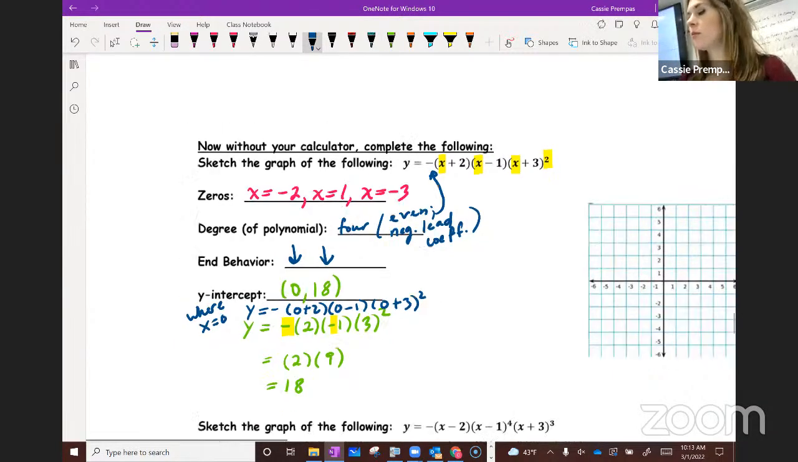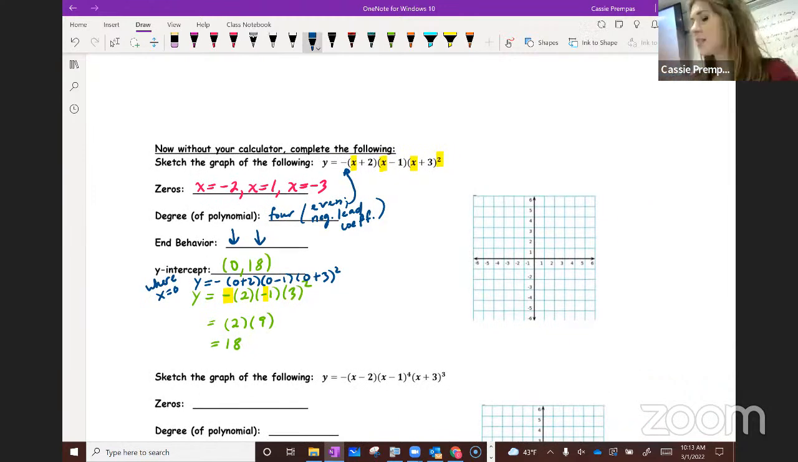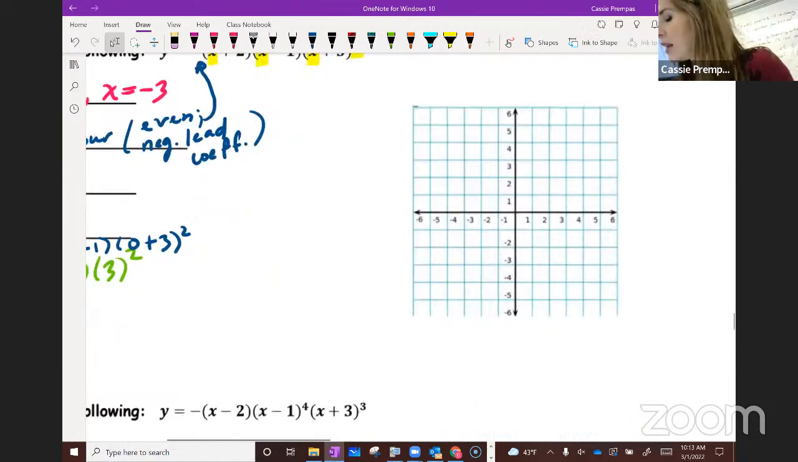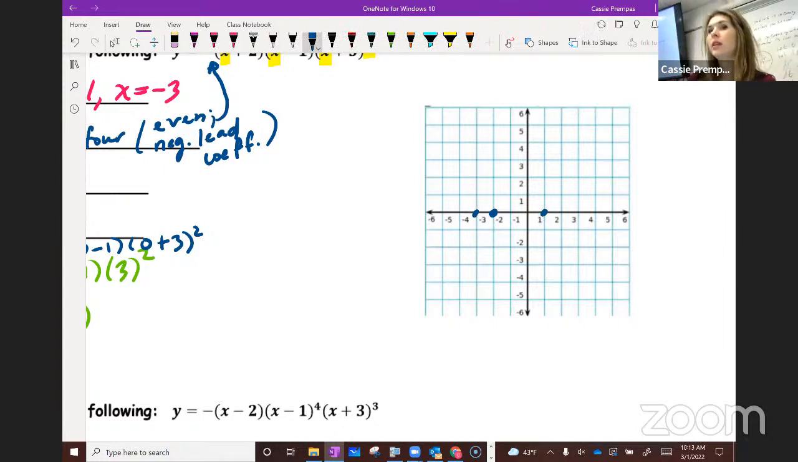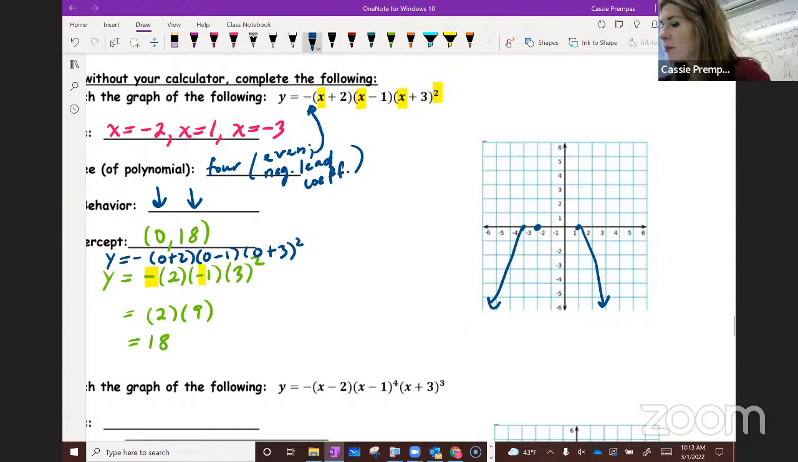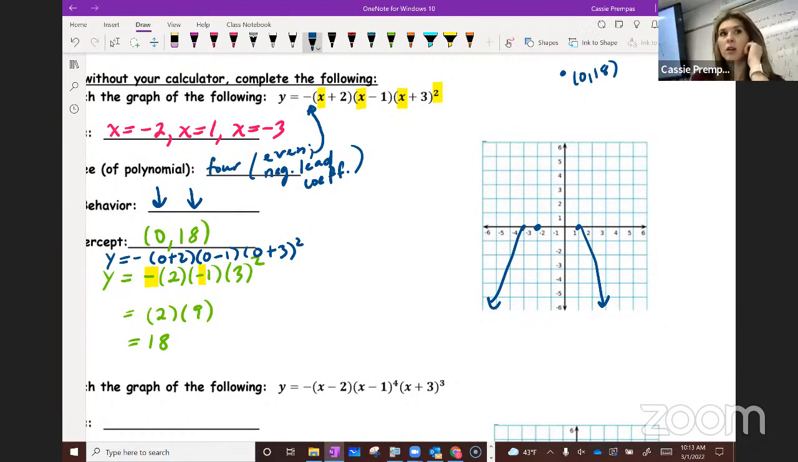Good questions. All right, let's put all this information together. So we have negative 2 as a 0. We have x equals 1 as a 0. And we have x equals negative 3 as a 0. The ends of the graph are going to go down and down. The y-intercept, the graph's going to go way up here at 0, 18. It's way off our graph, but we know it's still part of the equation.